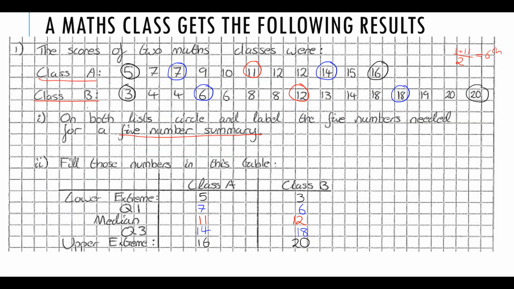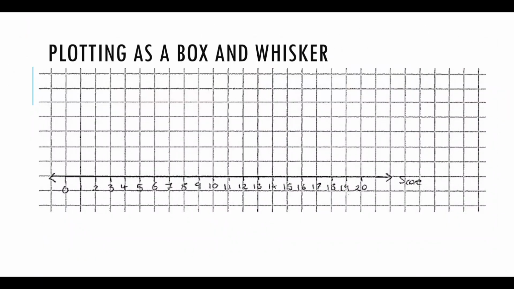Okay, so if you turn over the page, we will now plot these pieces of data as a box and whisker plot. As a quick reminder, for Class A, the lower extreme was 5, Q1 was 7, the median was 11, Q3, the upper quartile, 14, and the upper extreme was 16.